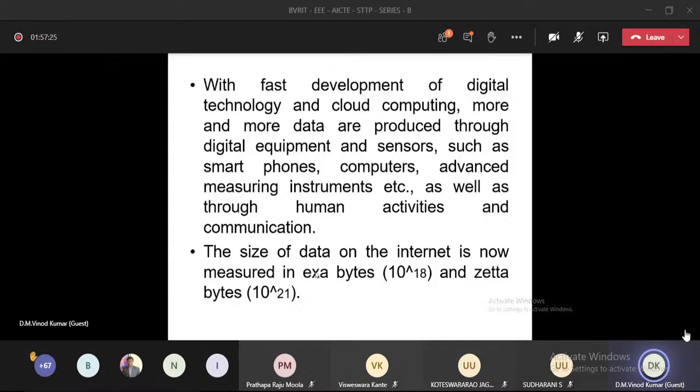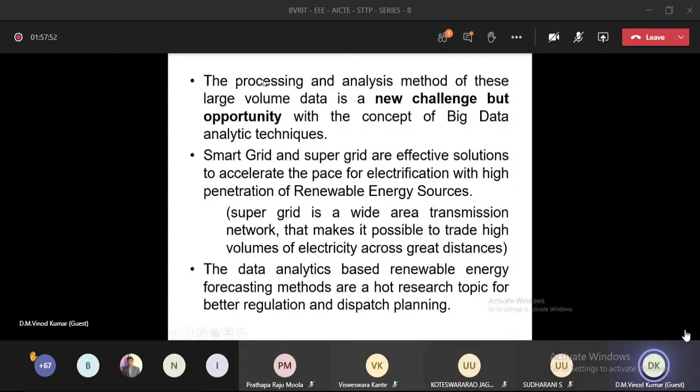As of today, even our smartphones have gigabytes of memory. Therefore, whatever data we are getting through the internet or several sources, data of 10 to the power of 18 we call exabytes, and 10 to the power of 21 we call zettabytes. That much large data we are getting through several sources. Therefore, whenever we have large data, we have to analyze it. The processing and analysis of this large volume of data is the new challenge.